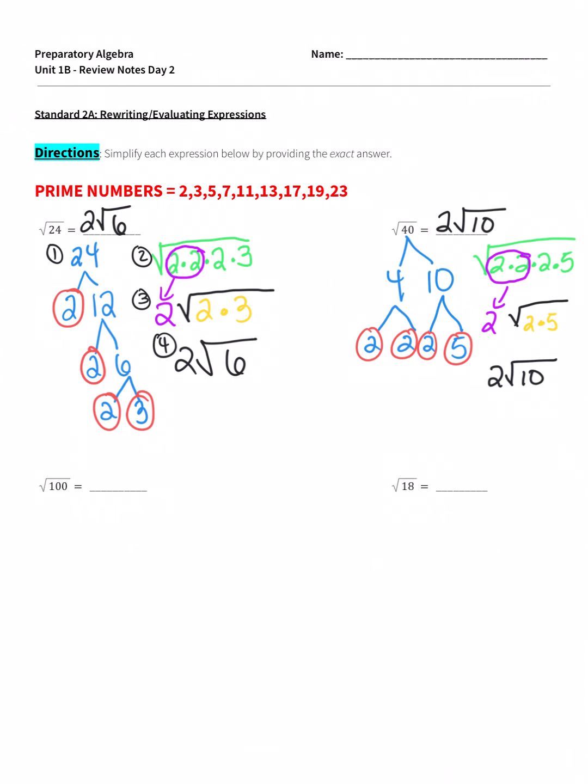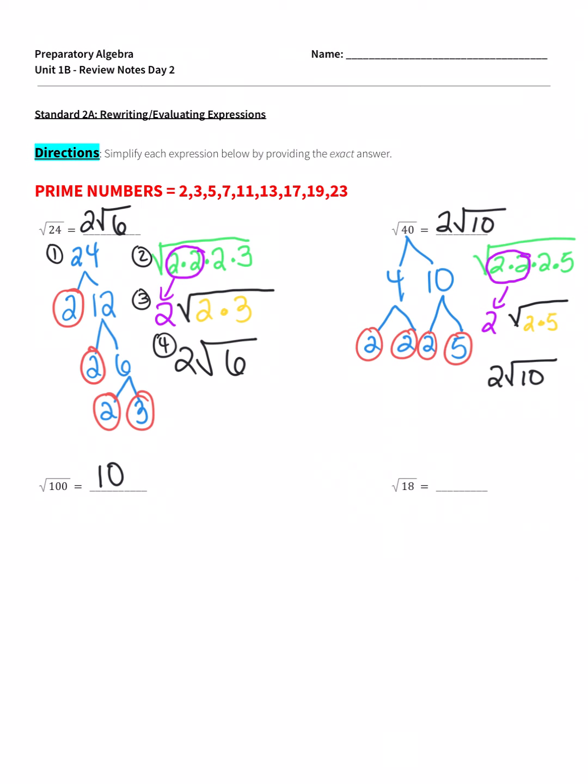Okay, now we have this next problem, the square root of 100. You might notice something interesting about this. This is a perfect square because 10 times 10 equals 100. So we don't even have to simplify this because it's a perfect square. And you know it's a perfect square if when you put the square root of 100 in your calculator, you'll get this whole number of 10.